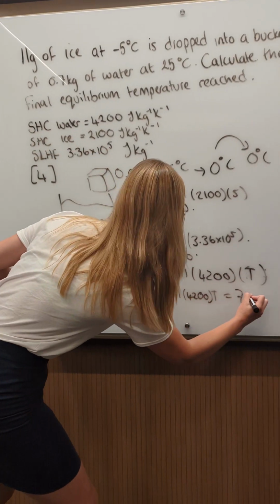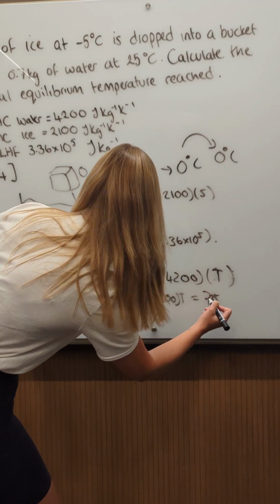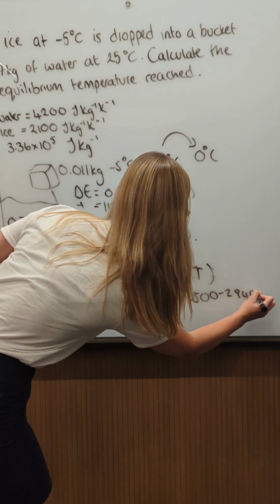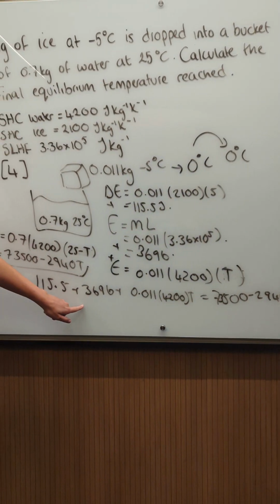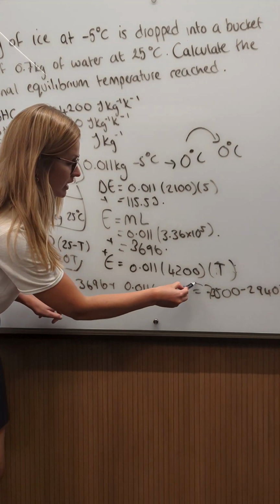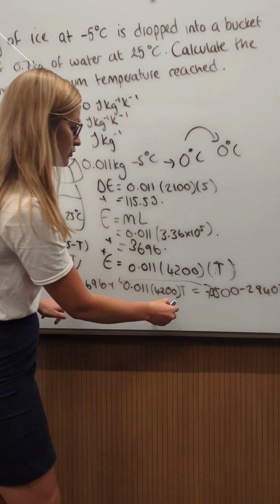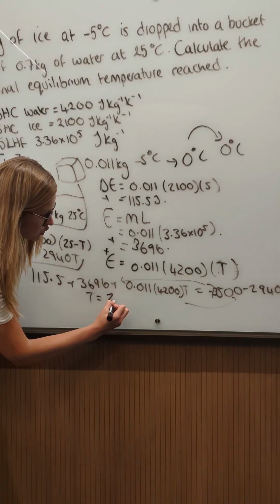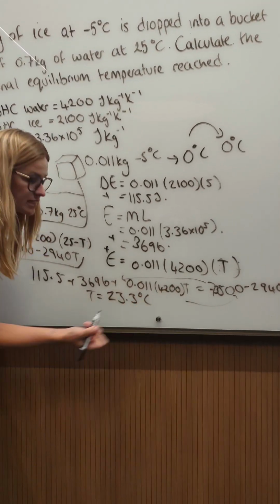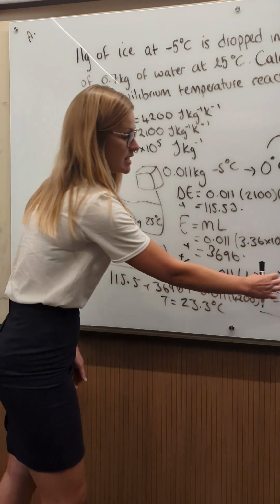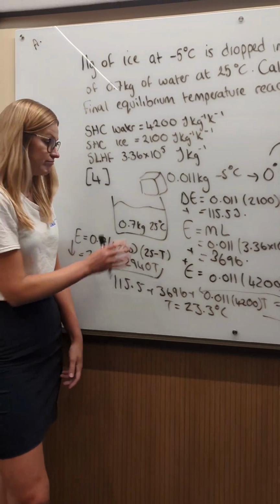So 73500 minus 2940T. All you need to do is take your numbers to one side and your T's to the other side. I would probably take the number here over to become negative and take this one over here to become negative, and you get your final answer of an equilibrium temperature of 23.3 degrees Celsius. And again, it's in Celsius, not Kelvin, because I kept them in Celsius in these parts of my brackets. So that's grand.